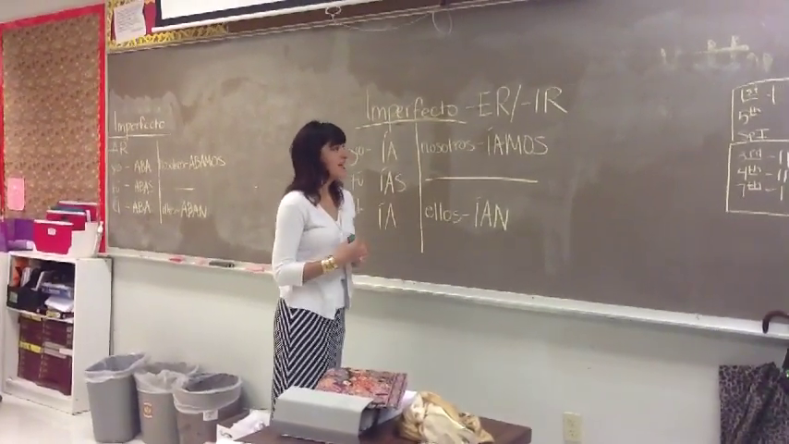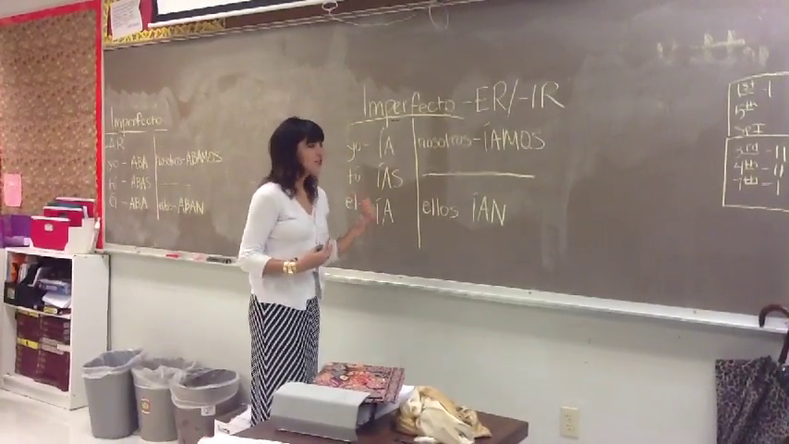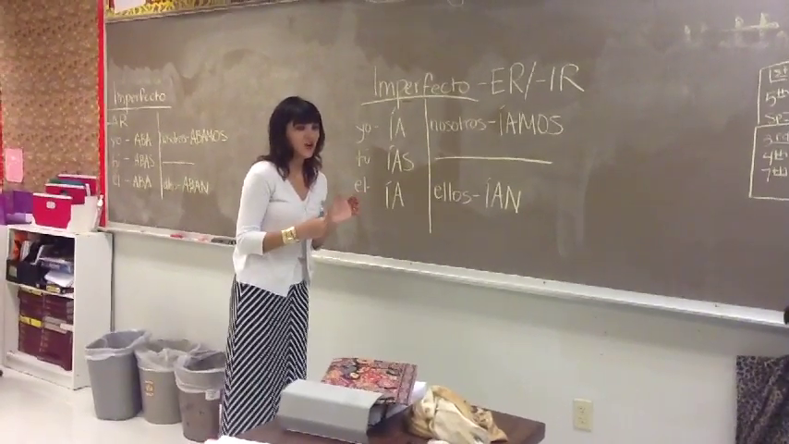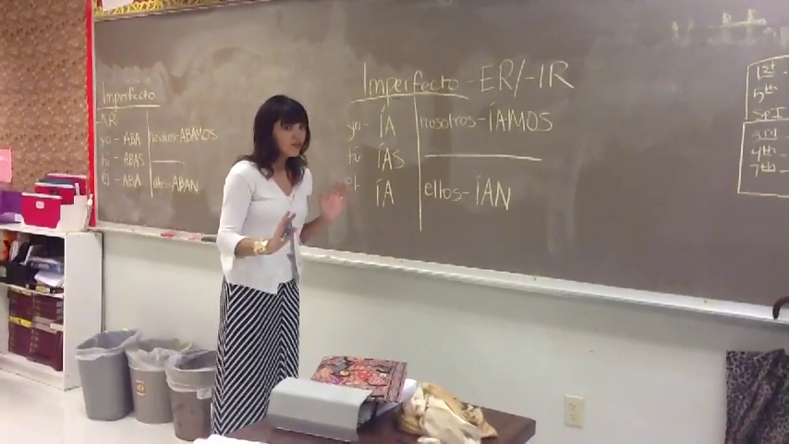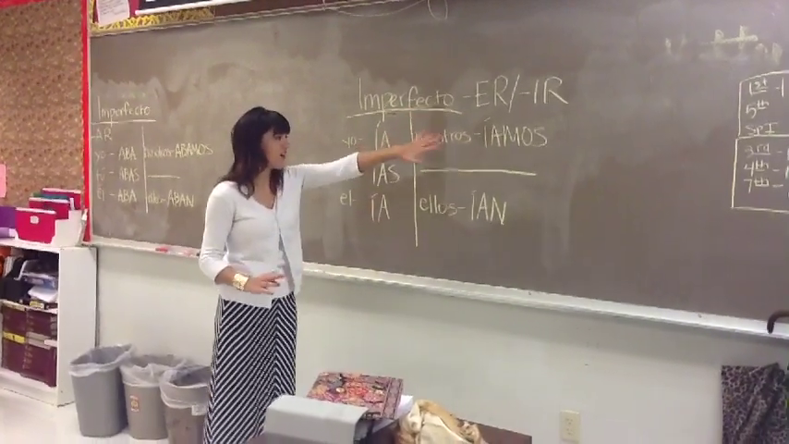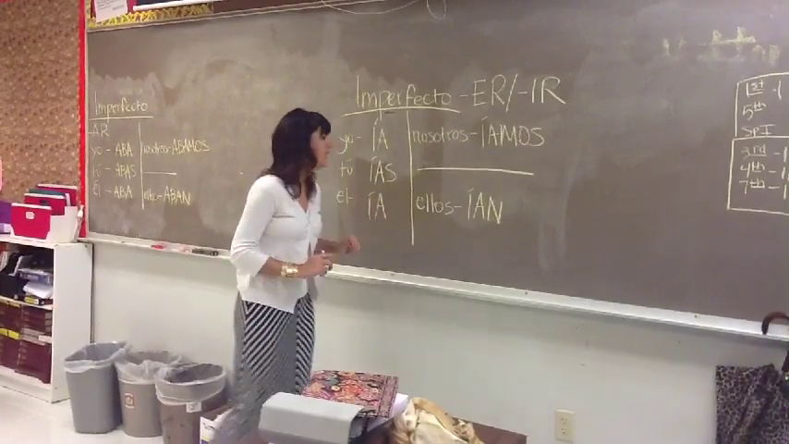for IR verbs. Just like with the AR verbs, there are actually only 3 irregular verbs that end in ER or IR. Any other verb that you have when you're using the imperfect, if it ends in ER or IR, you are going to use these endings. I'll go over the 3 irregulars in just a minute.